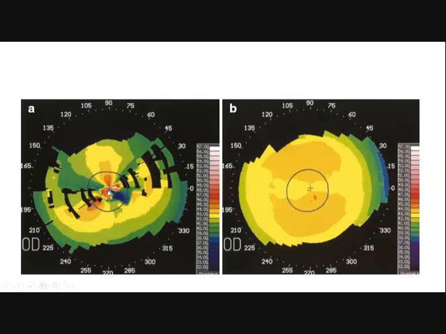This is the scan, and after a few movements, we took the scan of the same cornea again, and it was now in a better shape. So what is the difference between the two maps?